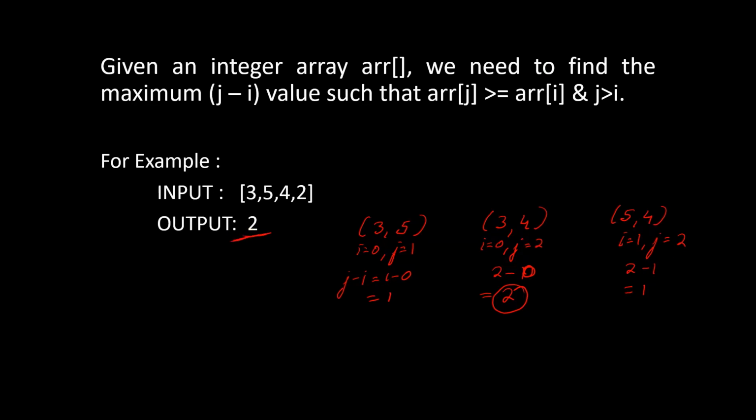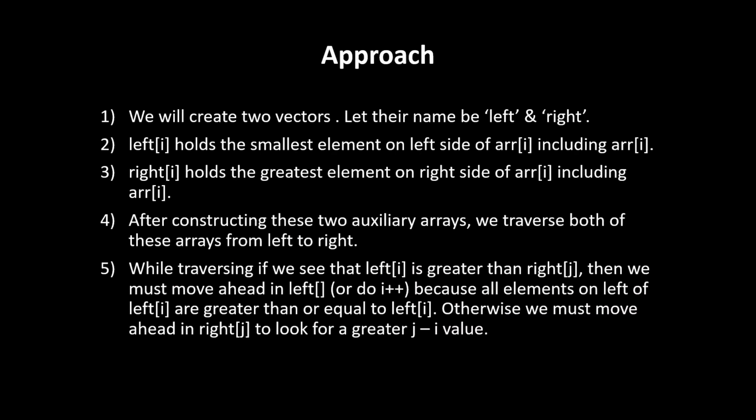Now let's see how we can solve this question. We first create two vectors, let their names be left and right. The ith index in the left vector holds the smallest element on the left side of the array, including arr[i]. And in the right vector, the ith element holds the greatest element on the right side of the array, including arr[i].